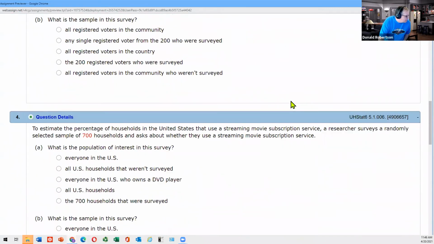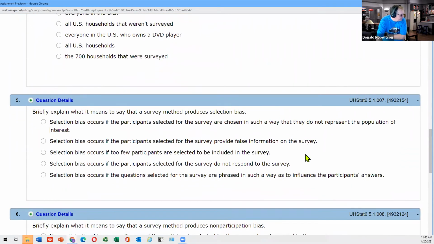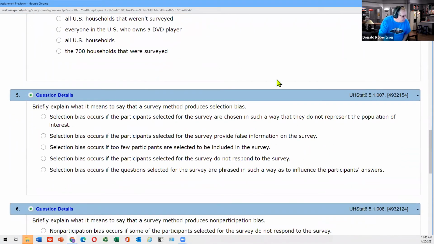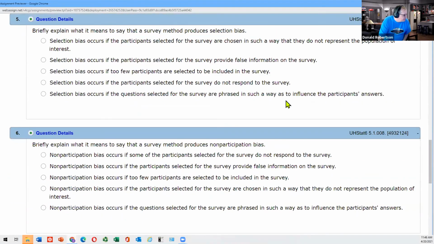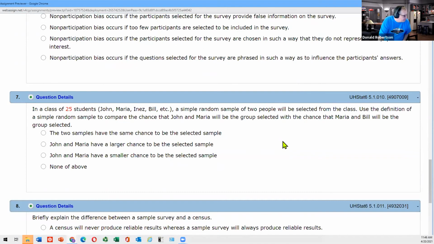And they go on and they talk about sample. This one's similar, there's nothing that exciting here. And here's one where you choose what selection bias is. Non-participation is this one.